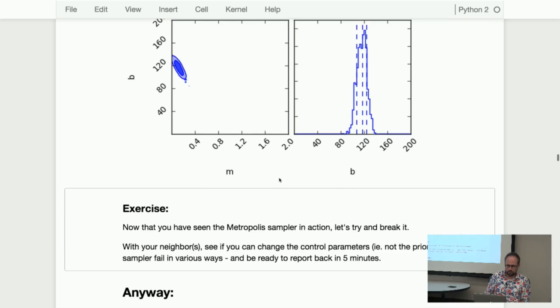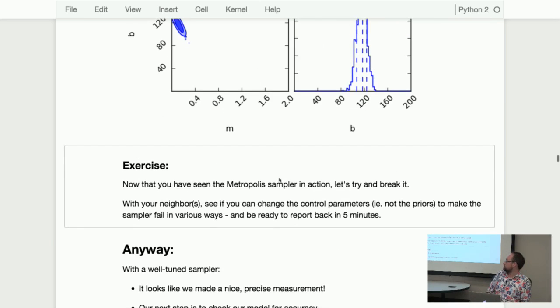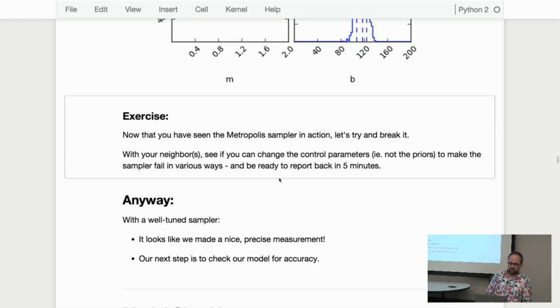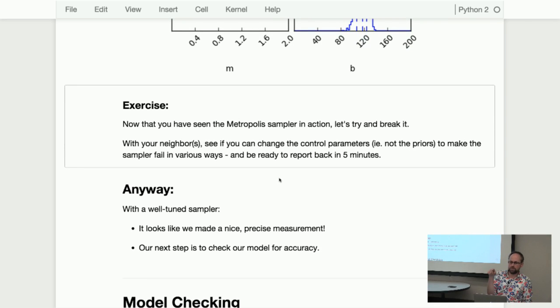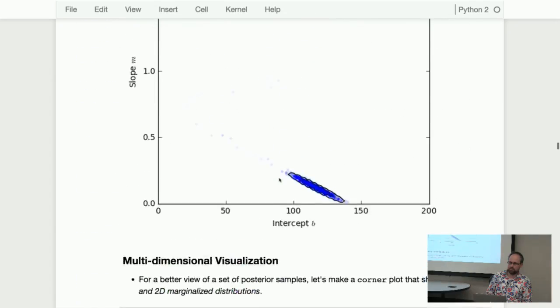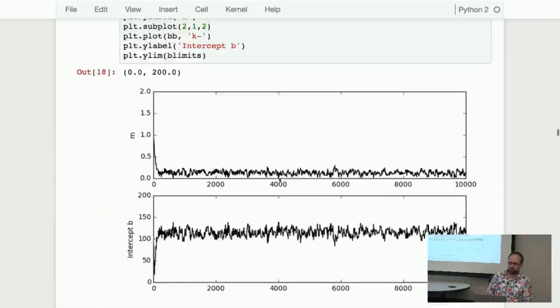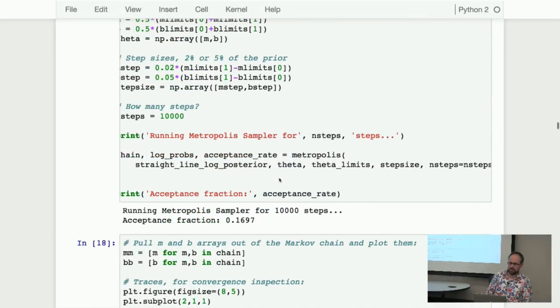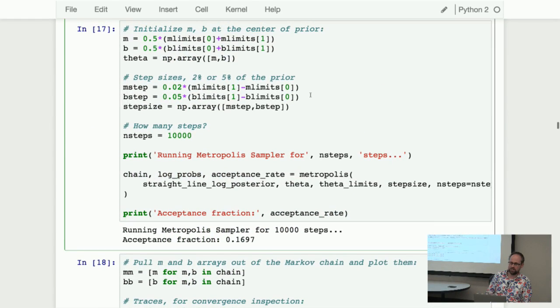Okay. Now that you've seen this Metropolis sampler in action, let's try and break it. With the people around you, spend a few minutes fiddling with the control parameters that we fed to the sampler. That is in this cell here, where we set up all this initialization, the step size, the number of steps. Try fiddling around with that. Maybe you want to go inside the Metropolis code and try and break it in various ways, and remake the plots and get a feel for what's going on. So 5 minutes playing around, breaking the Metropolis sampler. Go.